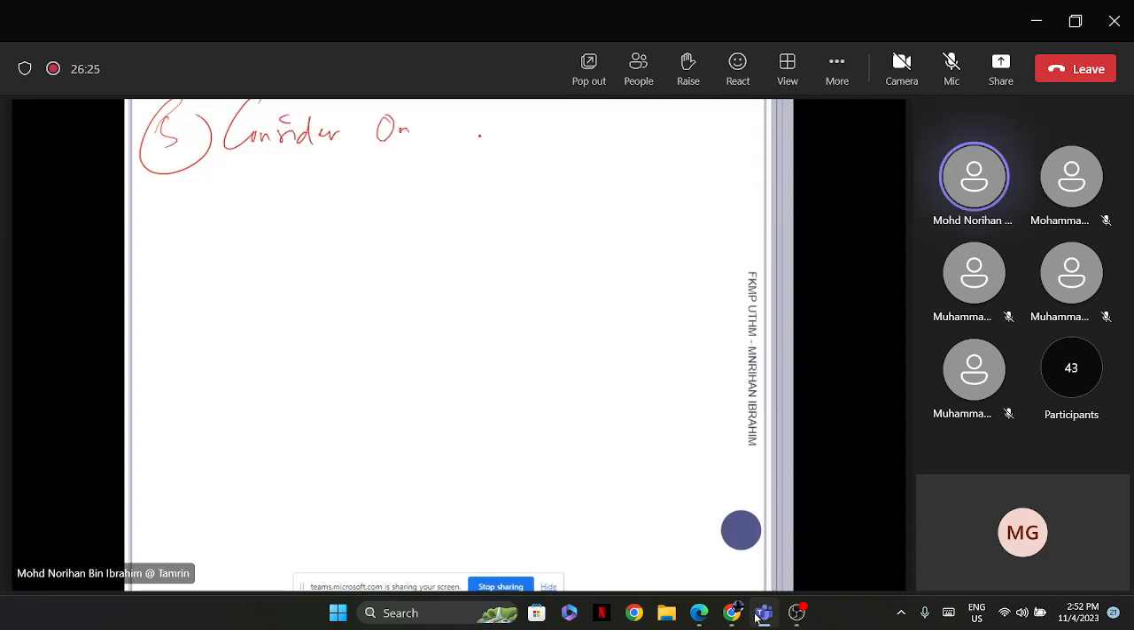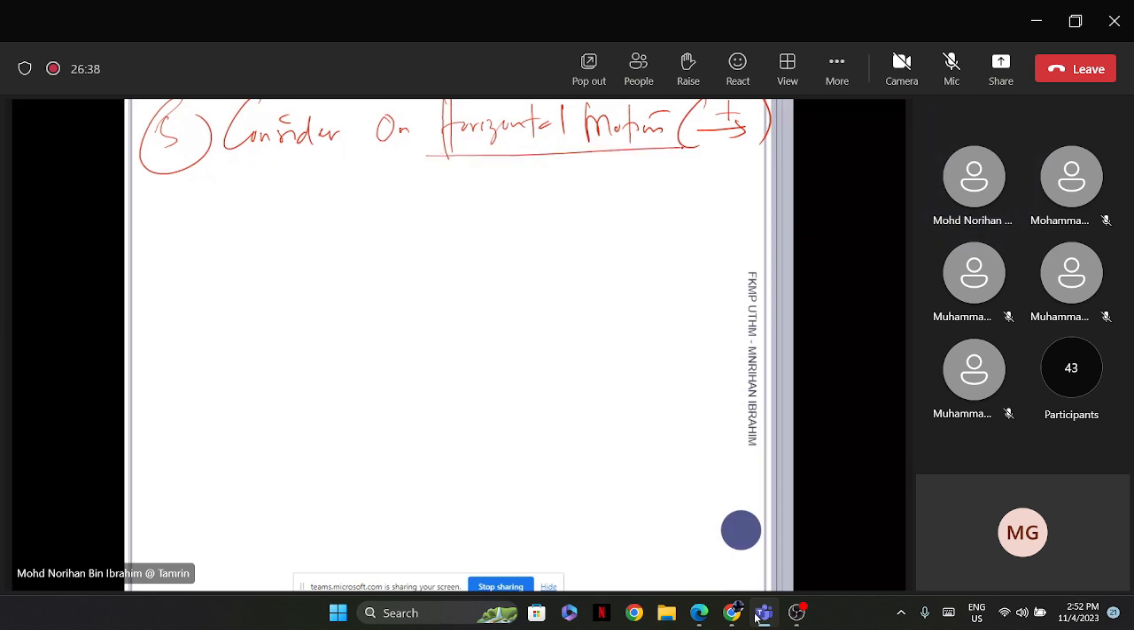Consider on horizontal motions. It means that positive is to the rightward for these horizontal motions. So persamaan dia adalah, what are the equations? You need to go back to these illustrations.